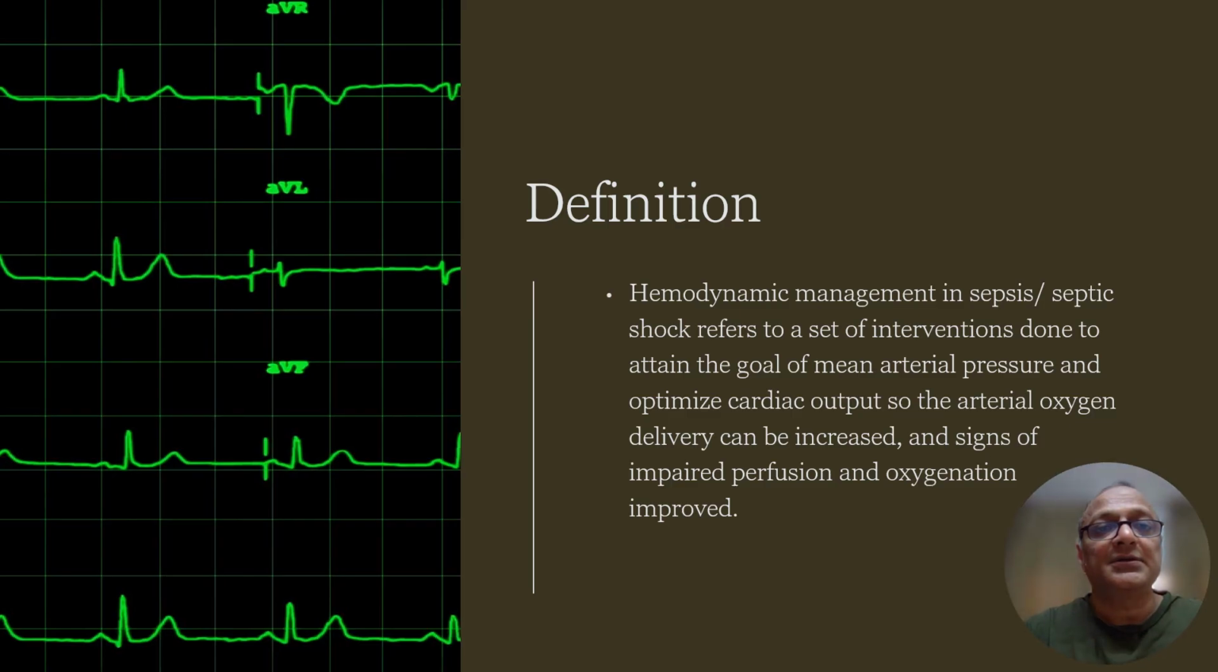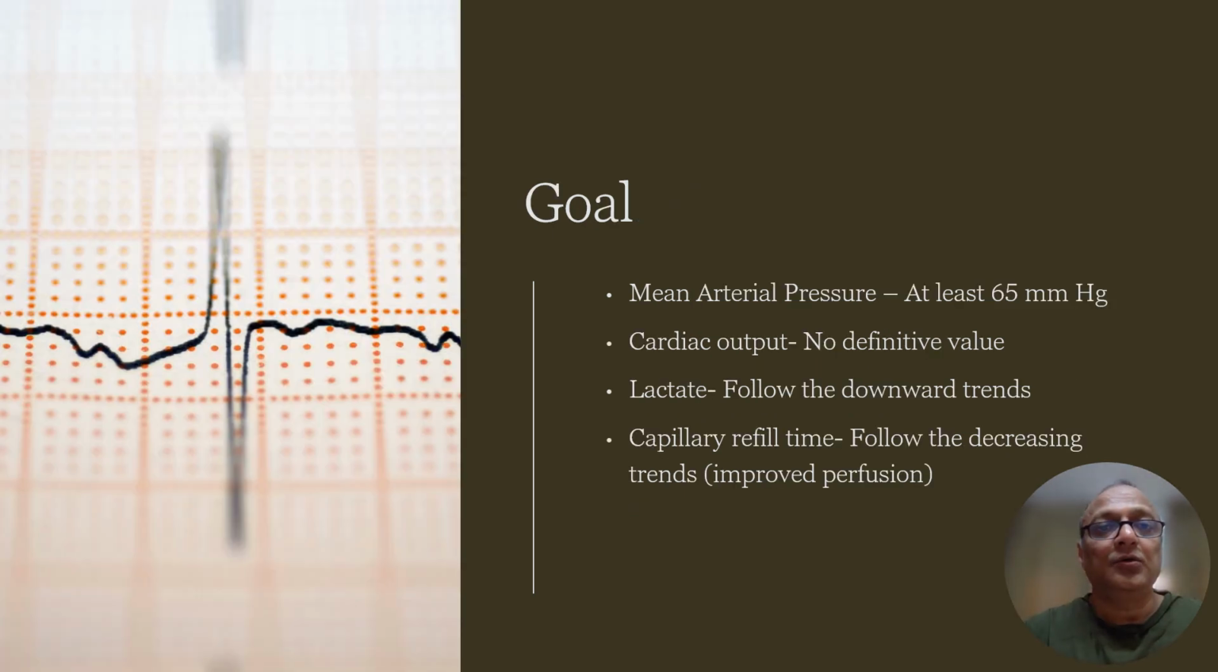Let us understand first what is hemodynamic management. Hemodynamic management in sepsis and septic shock refers to a set of interventions done to attain the goal of mean arterial pressure and optimize cardiac output so arterial oxygen delivery can be increased and signs of impaired perfusion and oxygenation improved. The goal is to achieve mean arterial pressure of 65 mm of mercury since it determines perfusion pressure, optimize cardiac output, hence oxygen delivery, and follow and reduce the lactate value and improve capillary refill time, which in turn ensures effectiveness of resuscitation.